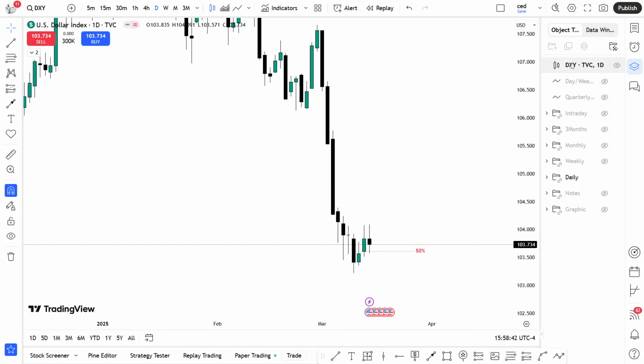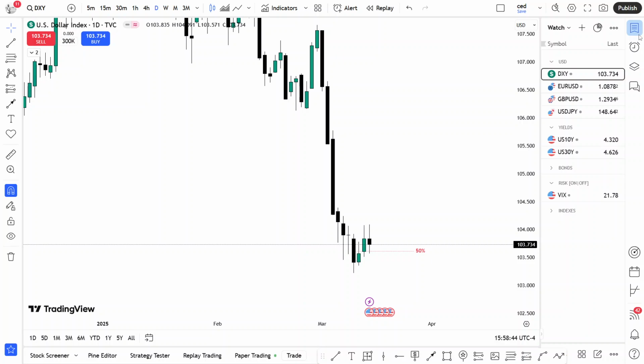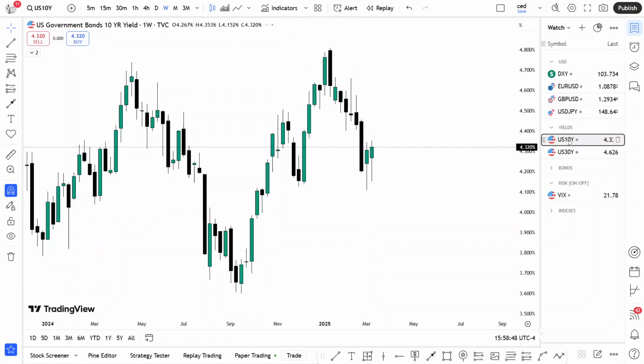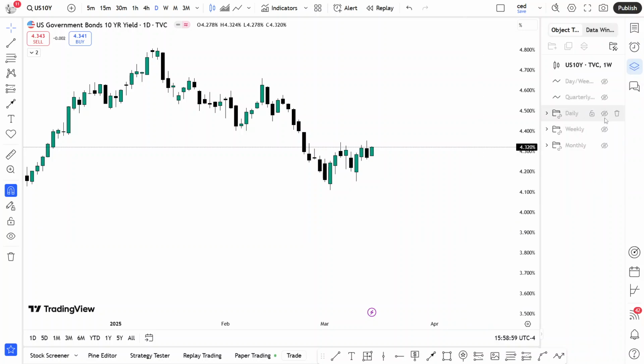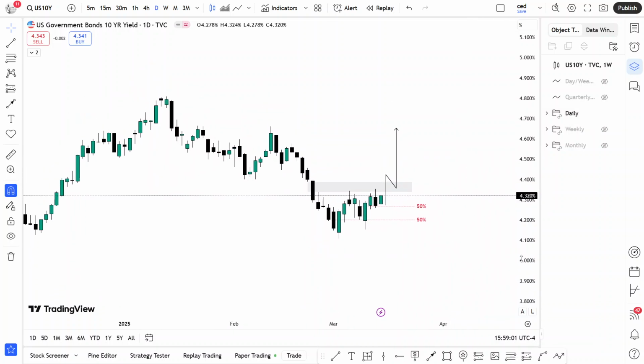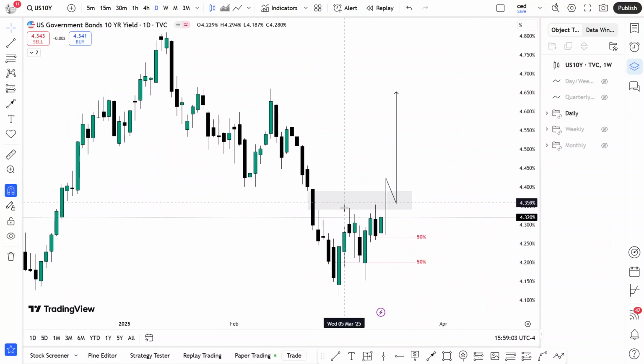So that's it for the DXY on the weekly, the daily, and then the H4. If you want to see DXY being bullish, that means we need to see yields being bullish, and so far the yields have been bullish. I can show it right here. As you can see, we have this retracement, and we didn't lose the 50%, which simply means that we had this deep retracement, and now we are trying to push higher.